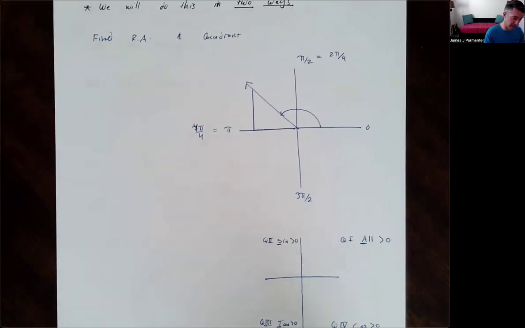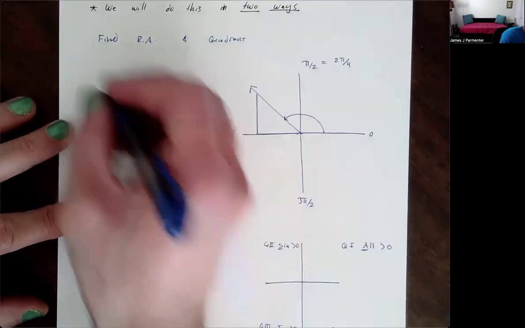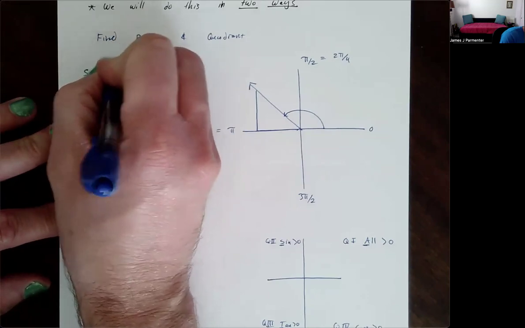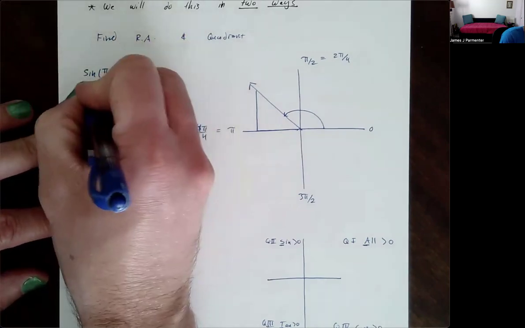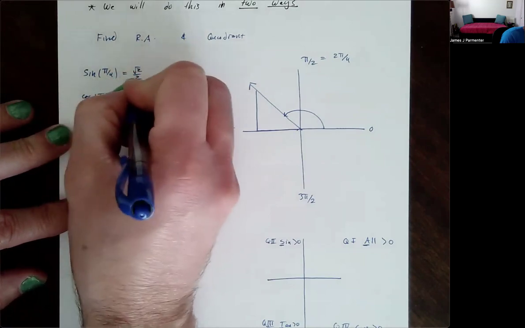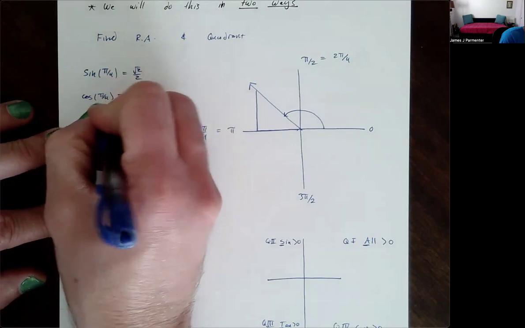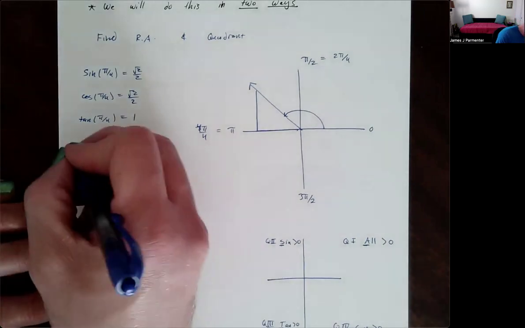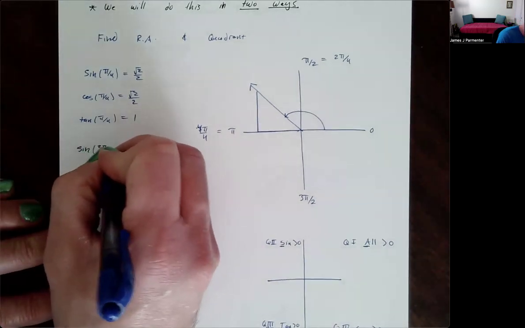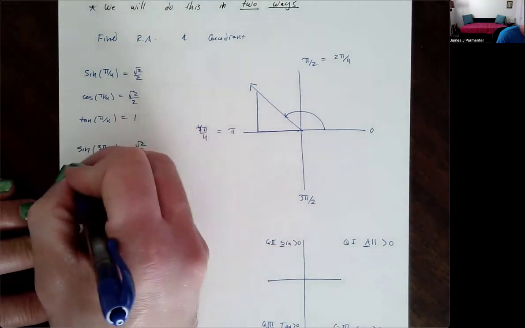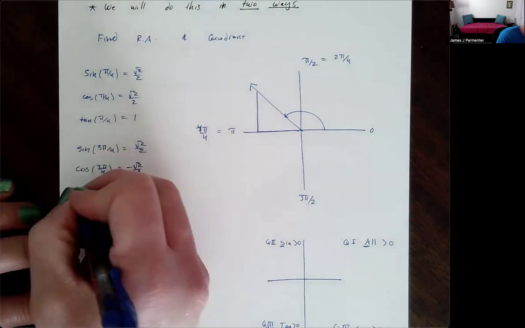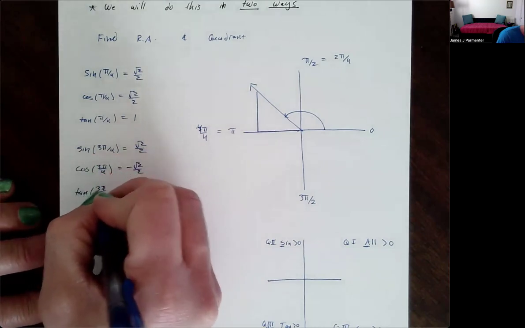So what this tells us is that if we know our angle is in quadrant 2, we know that sine is going to be positive, and the other two trig functions, cosine and tangent, are going to be negative. So I know that sine of pi over 4 is root 2 over 2. Cosine of pi over 4 is also root 2 over 2. And tangent of pi over 4 is equal to 1. But now since my angle is in quadrant 2, I know that sine of 3 pi over 4 is positive root 2 over 2. Cosine of 3 pi over 4 is negative root 2 over 2. And tangent of 3 pi over 4 is negative 1.